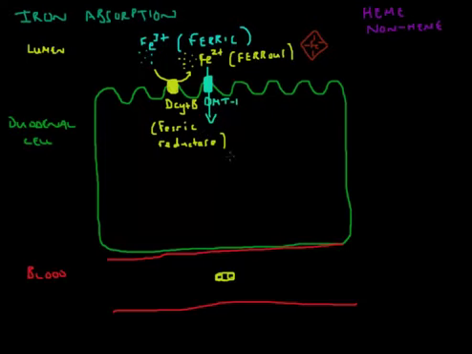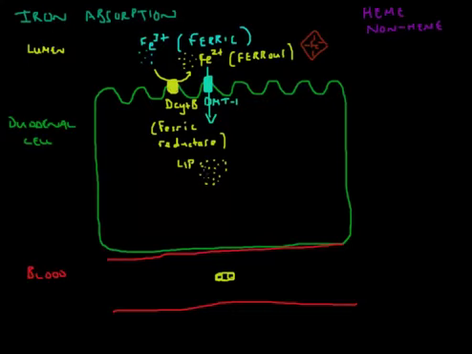Now, once inside the cell, it will go into a pool of iron. Let's draw it here. So here we've got a lot of Fe2+ in the cell, and this is a so-called labile iron pool.